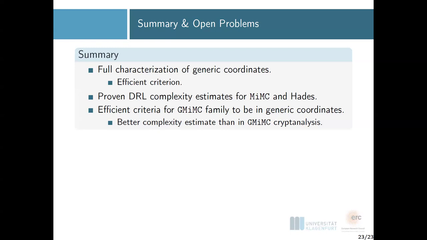But now there are still open problems in this whole theory. So first problem, in recent years a lot of arithmetization designs have been developed, and ideally we would like to have proven complexity estimates for all of these designs. Second problem is that SPN sponge functions are provably not in generic coordinates. So DRL Gröbner basis computations on them are black box, so we don't know.